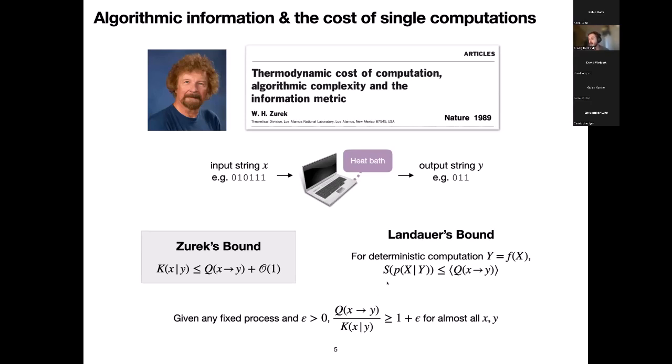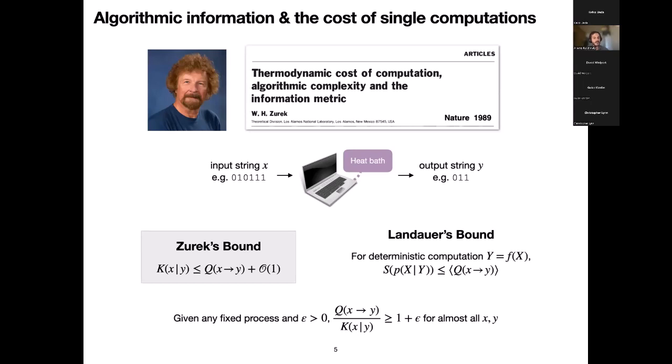And we can also compare this to what Landauer's bound looks like for deterministic computation. And for deterministic computation, it's actually given by the conditional entropy of the input given the output, just like the algorithmic version. So we can kind of think of Zurek's bound as representing a loss of algorithmic information in the computation.